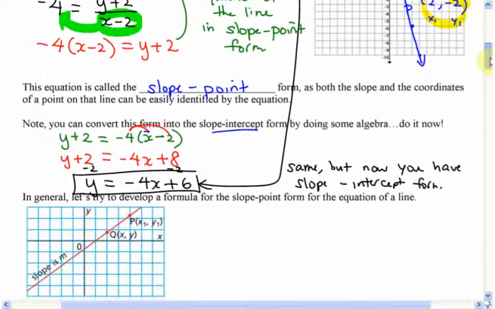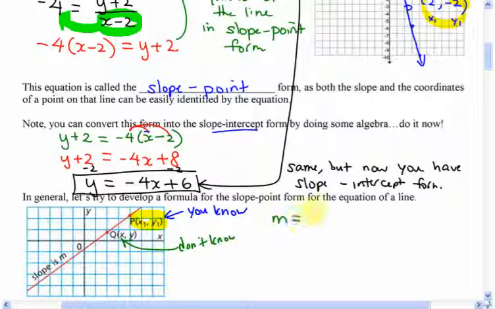Here's the big thing for today. Let's try to find a formula for the slope point form. So the slope point form is always this. You have one point, so this is the point you know. And then there's a point you don't know. So how do we actually come up with the equation? Well, remember, what's the equation for the slope of a line? m equals y sub 2 minus y sub 1 over x sub 2 minus x sub 1.